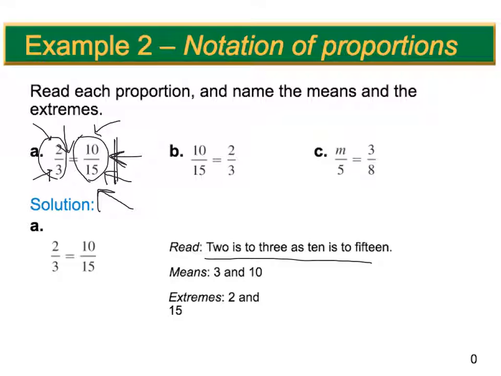So when we get over here to this one, what it's really asking you to do, it's saying find something that you could put over 5 that would make it equal to 3 over 8. So this is saying m is to 5 as 3 is to 8. And you're trying to find the m that actually works for it. That's what you're trying to do.